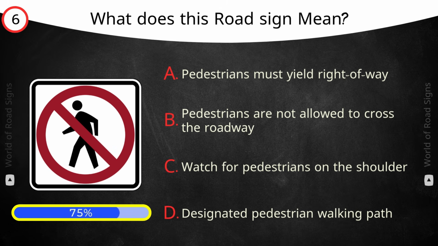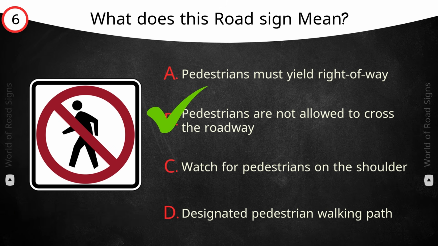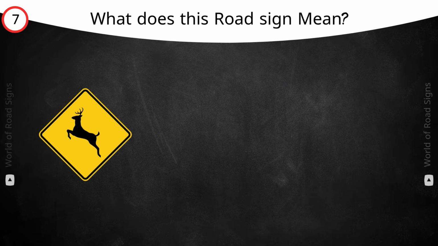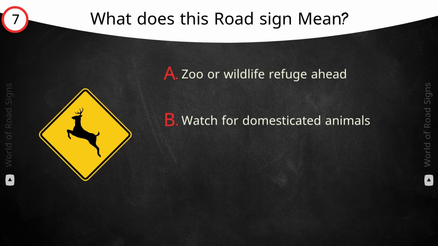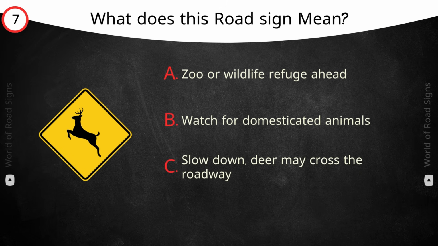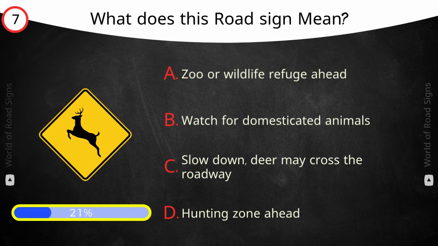If you selected option B, you're correct. Pedestrians are not allowed to cross the roadway. Question 7. This sign means: A. Zoo or wildlife refuge ahead. B. Watch for domesticated animals. C. Slow down. Deer may cross the roadway. D. Hunting zone ahead.